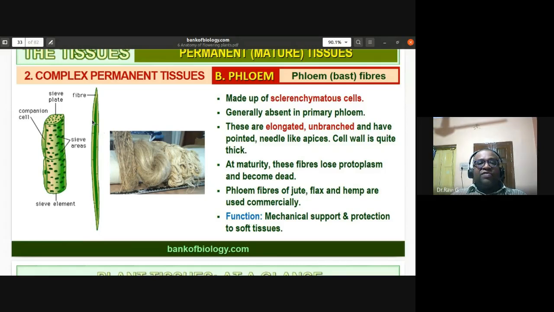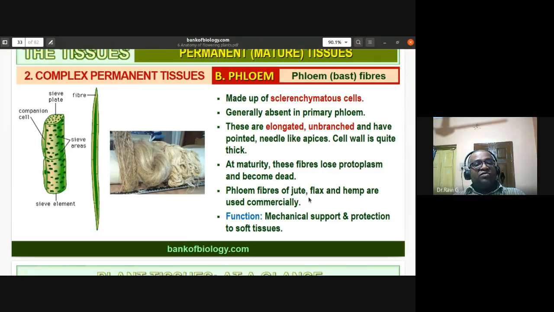So the bast fibers or phloem fibers are not found associated with primary phloem. They are associated with the secondary phloem, and they are elongated, unbranched, with pointed needle-like apices. The cell wall is quite thick because of lignification. The secondary layer of the cell wall is lignified. At maturity, these fibers lose protoplasm and are dead cells.